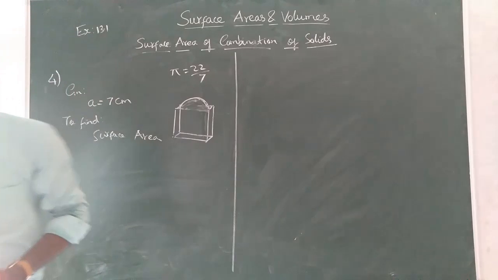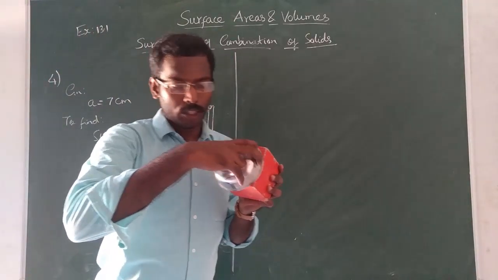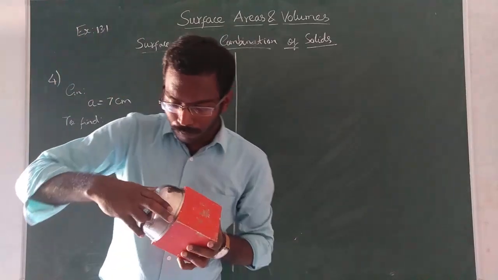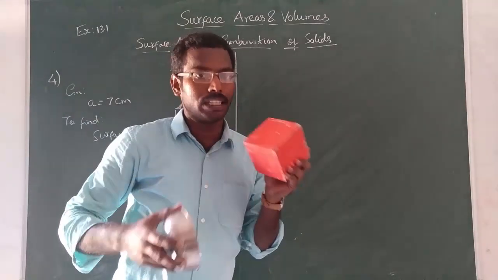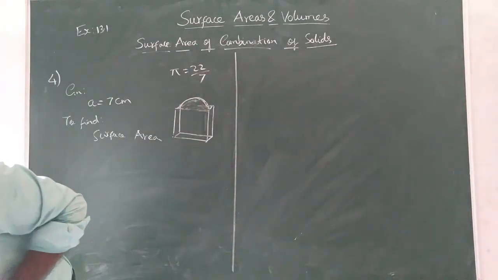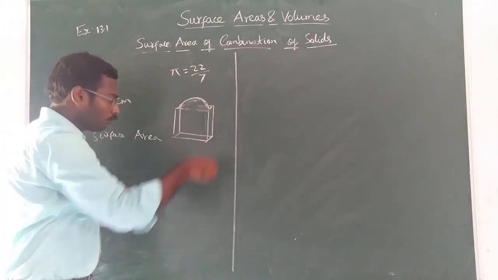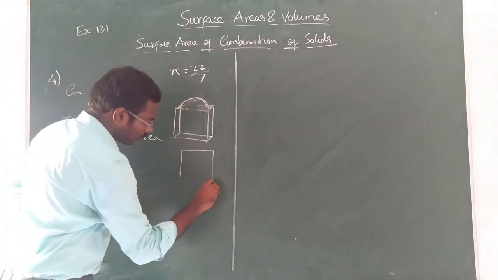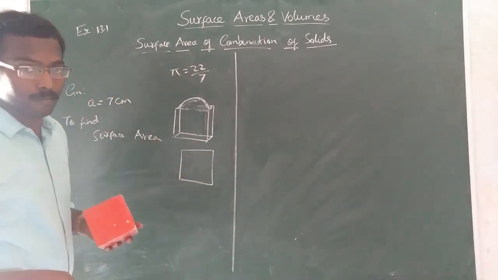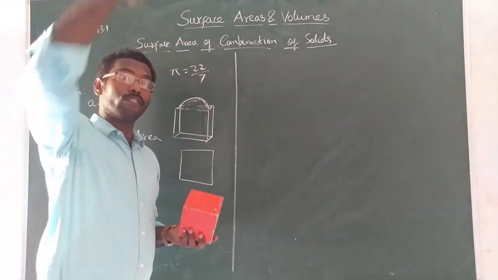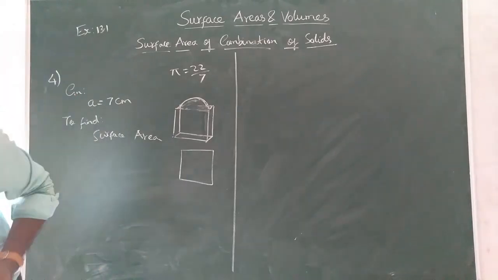But I tell you, if you keep a hemisphere on one side of the cube, some edges will be there, isn't it? Here one edge, here one edge, here one edge will be there. So if I draw the two-dimensional structure, I am taking only the top view. Top view will look like this. This is one side of the cube, that looks like a square shape. And the hemisphere, if you see from the top view, will actually look like a circle.